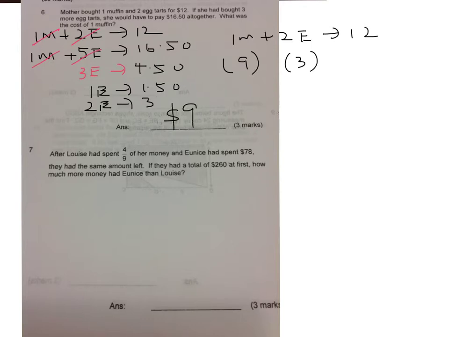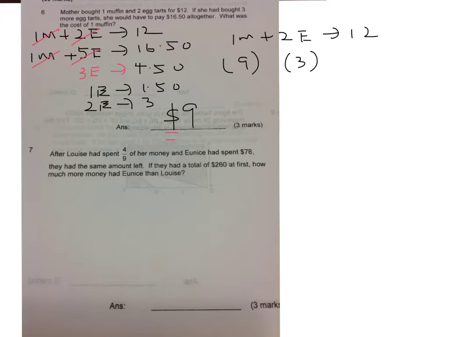Alright, so just now we know that 1 muffin plus 2 egg tarts cost $12. So 2 egg tarts will cost you $3. So here will be $3, and this muffin here must be $9. So question 6, 1 muffin actually costs $9. Please do not forget your SI unit here.